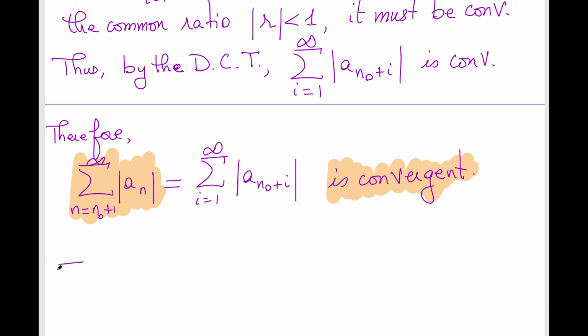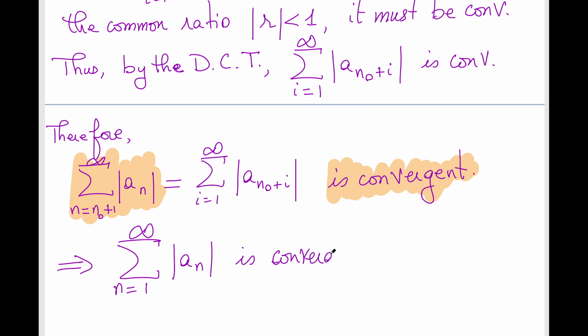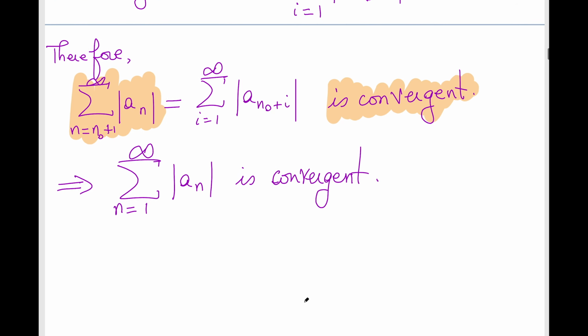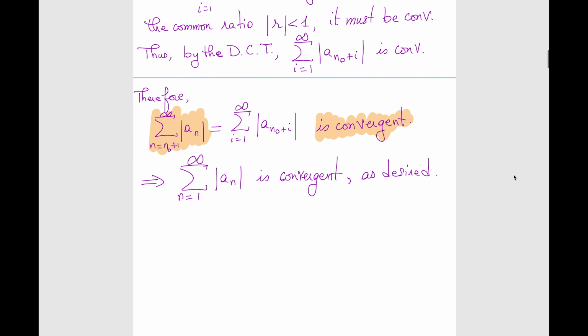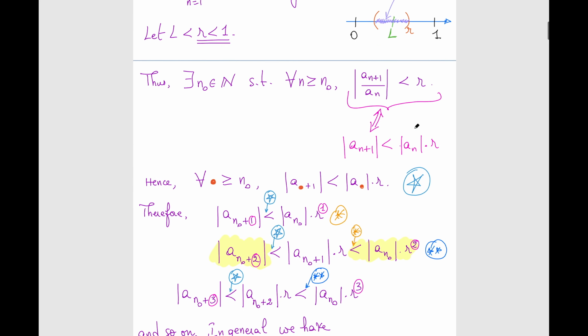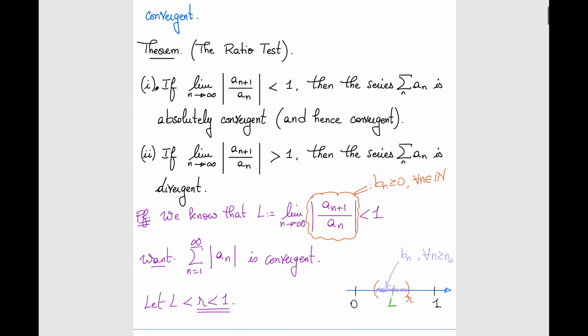So therefore, the full series is going to be a convergent one. Why again? Because I'm just adding finitely many summands to a convergent series. Okay, so we get this as desired. So we just finished the first part. What's the first part? If this occurs, then the series is absolutely convergent, and we got it.